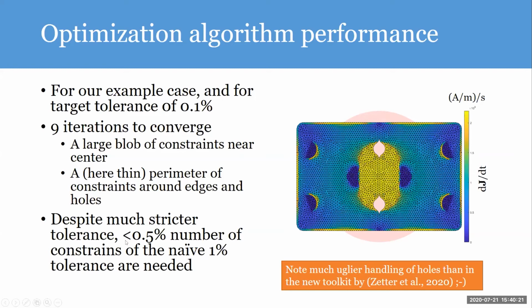And it needed far less than 0.5% of the actual number of constraints of the naive approach, which for this case, for any of the commercial solvers I tried, didn't actually compute because they said that no feasible point was found in the feasibility check for the system.